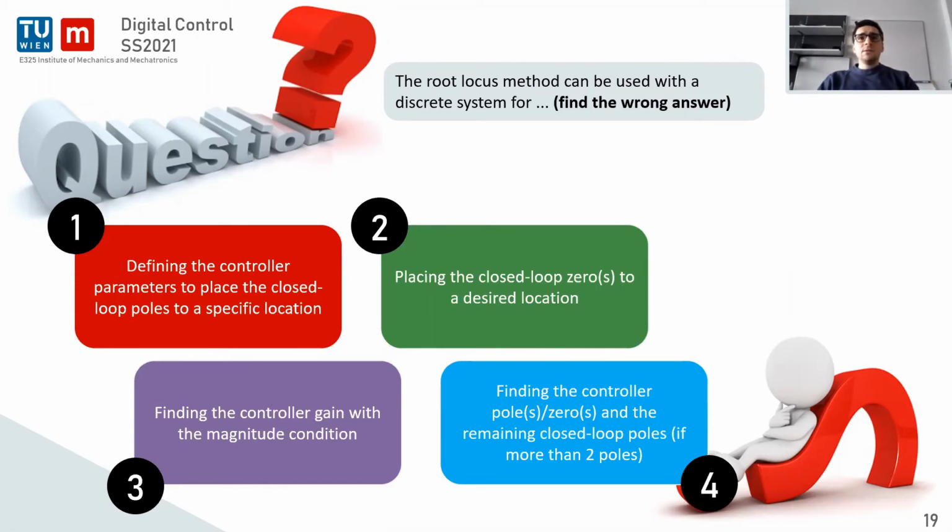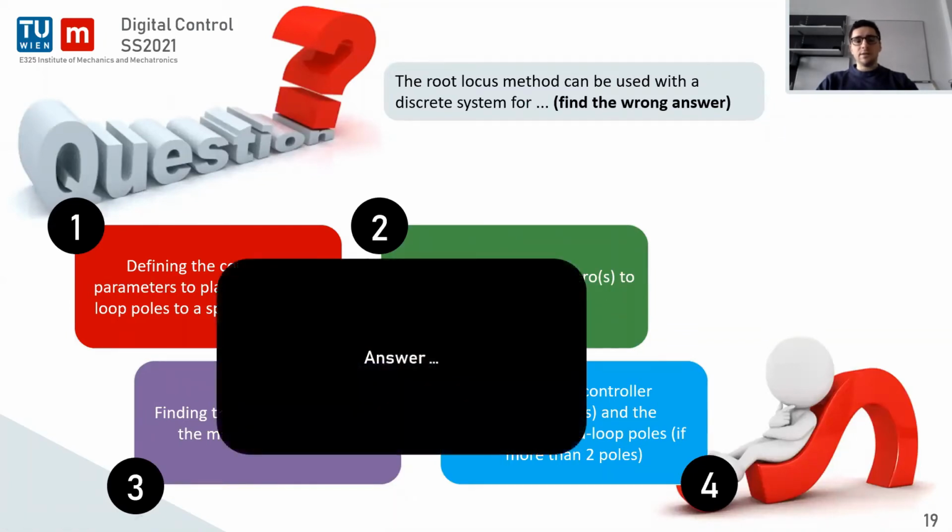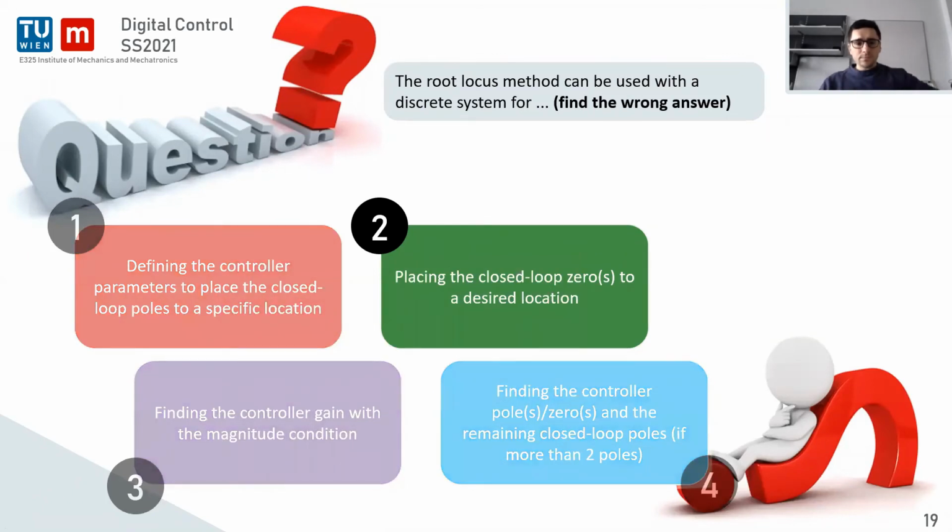So just let me open once again the poll. Almost every one of you chose the second statement, which is the correct one. So I will go pretty quickly through the solution in this case. Defining the control parameters, of course you can, it's what the root locus method is used for. Finding the controller gain with the magnitude condition is also what the root locus method is about. Remember that the magnitude condition here is for the gain K, and the angle condition, or the phase condition, is for the poles and zeros.